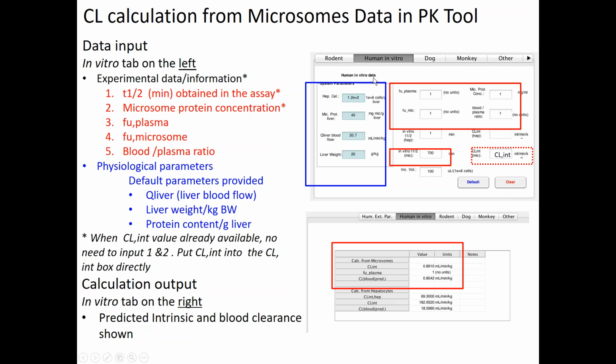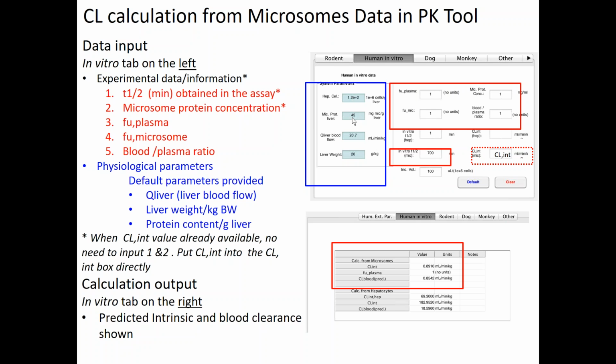When you're putting these numbers in, you use the human in vitro tab if you're putting in the human in vitro data. So these are some of the system parameters that go into doing the calculation. Here, you can put in either hepatocytes or microsomes. So here are the system parameters that are needed for both calculations. I'll come on to hepatocytes in a minute.